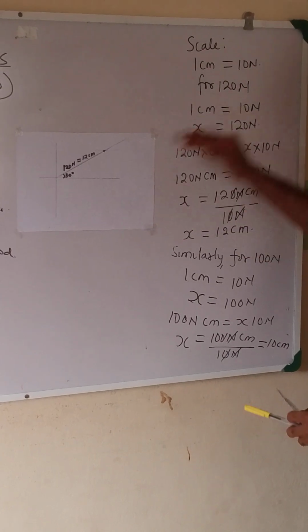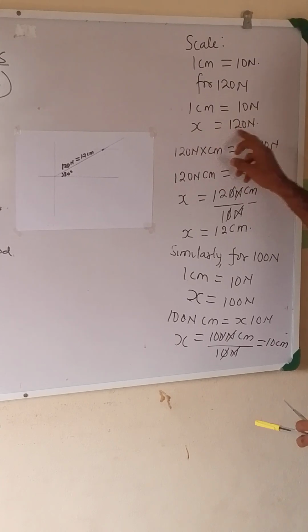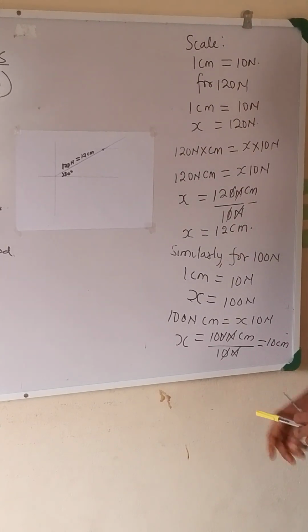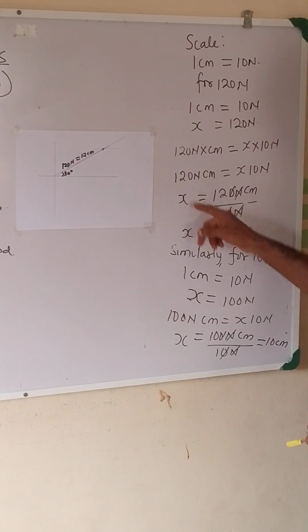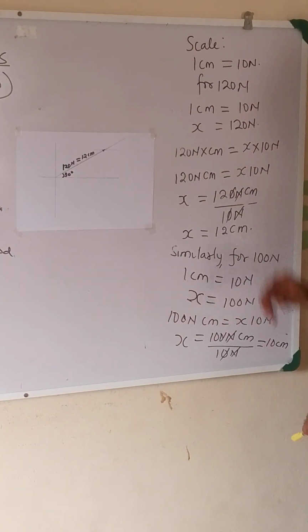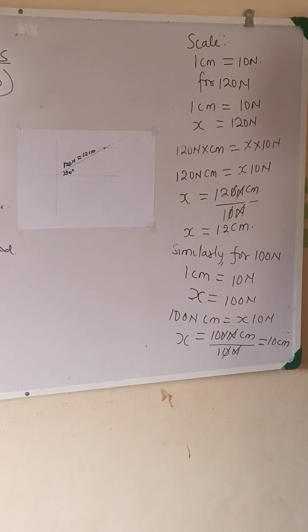So for the 120 Newton force, we scale it down. 1 cm is equal to 10 Newton, and x is equal to 120 Newton. When we cross multiply, and because we are looking for x, we make x the subject of the formula by dividing by 10 Newton, and that will give us 12 cm.